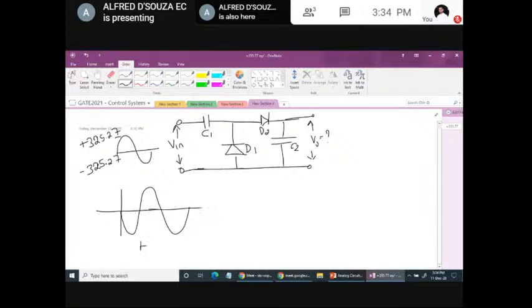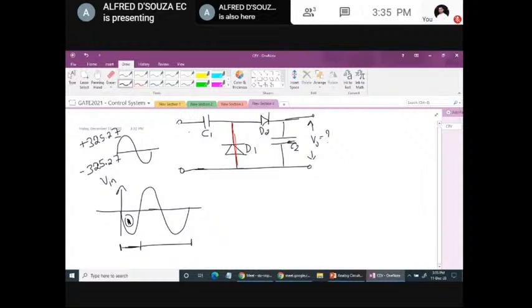Instead of just one cycle, I'll take the previous half cycle also. So this is Vin. Initially assume that all the capacitors are discharged. So during the first negative half cycle, this side is positive, this side is negative. When that happens, please see here, this diode D1 acts as, sorry, I wrote it wrong.